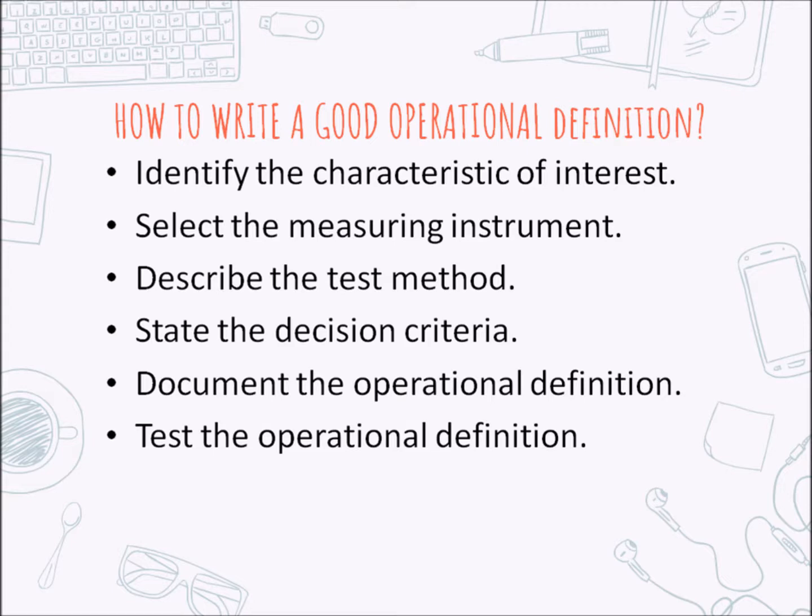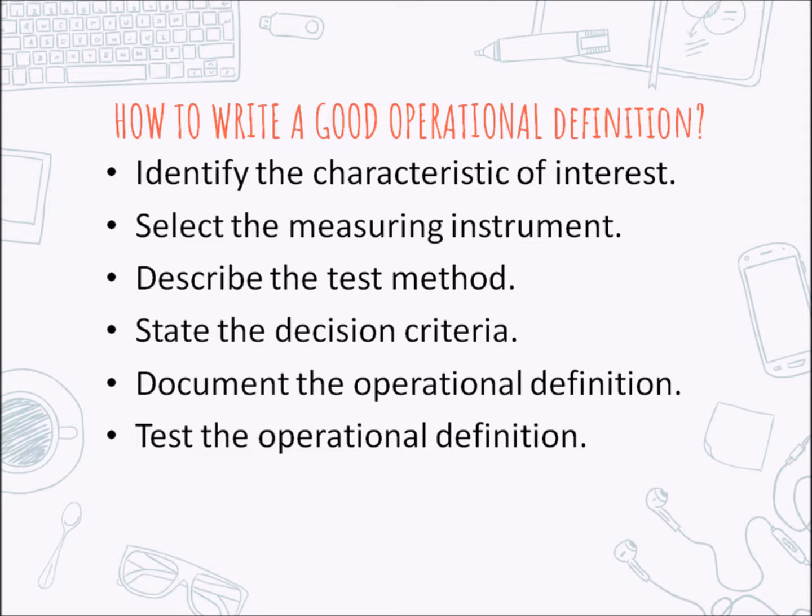Okay, then thirdly, we need to describe the test method. The test method is the actual procedure used for taking the measurement. For example, when we are measuring time, the start and finish point of the test need to be specified. Or when we are taking any measurement, the degree of accuracy also needs to be stated. For example, it is important to know whether time will be measured in hours, minutes or seconds in our research.